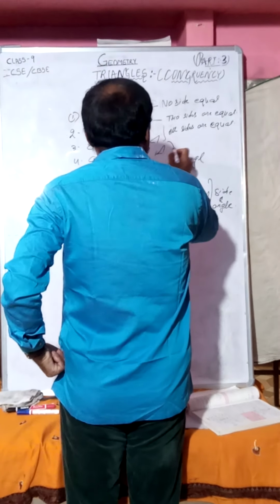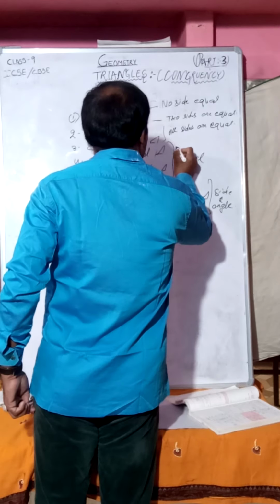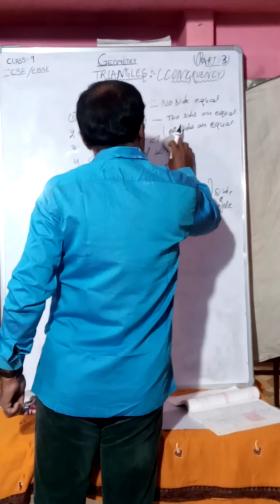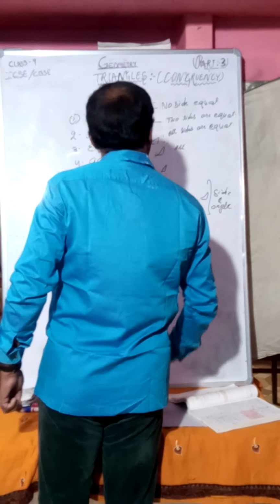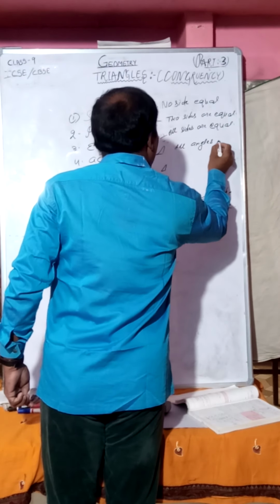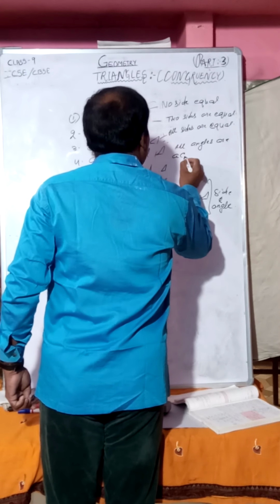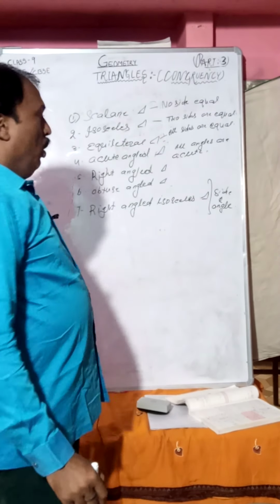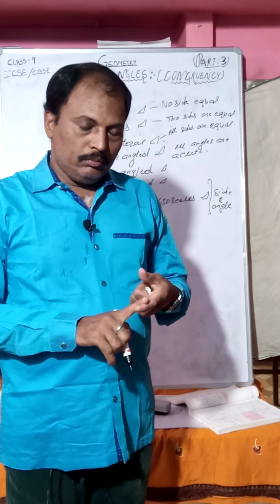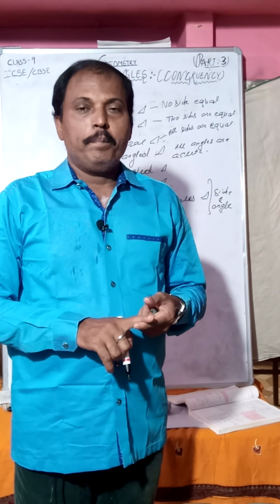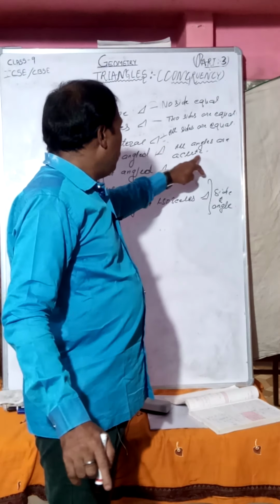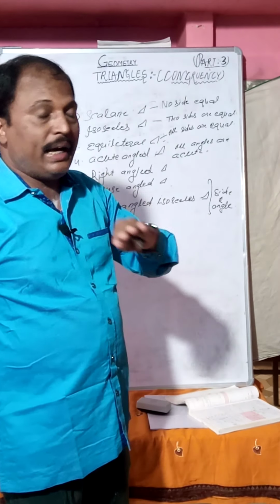Then acute angle triangle, all angles are acute. What is an acute angle? The angle greater than 0 degree and less than 90 degree is an acute angle. So if all angles are acute, that triangle is called acute angle triangle.